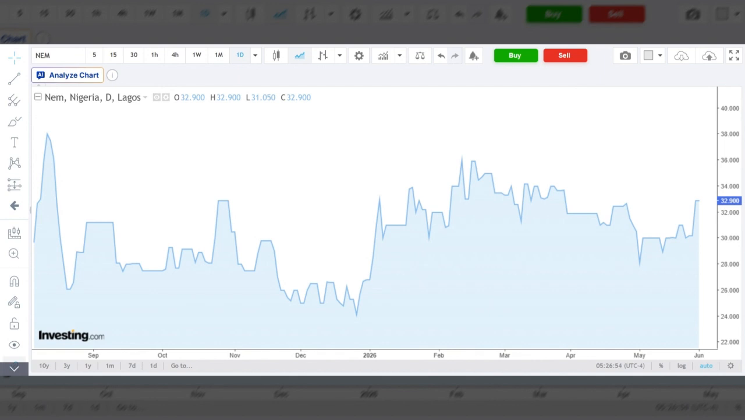Name insurance has been gaining traction from investors, and also the insurance sector index at large. So yeah, we're on the daily charts.